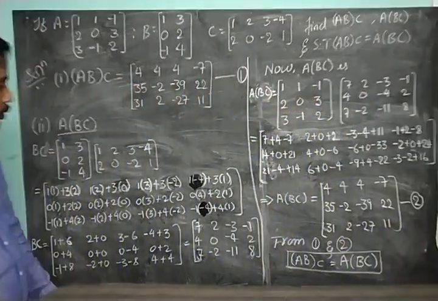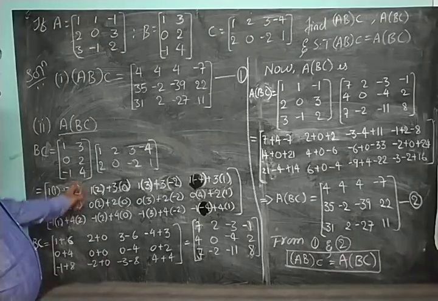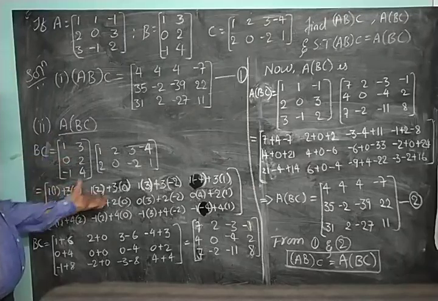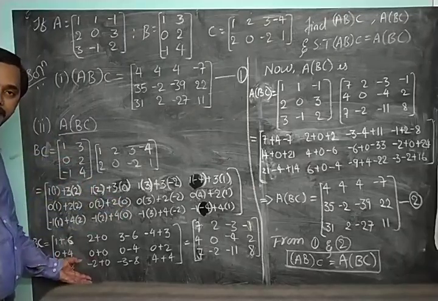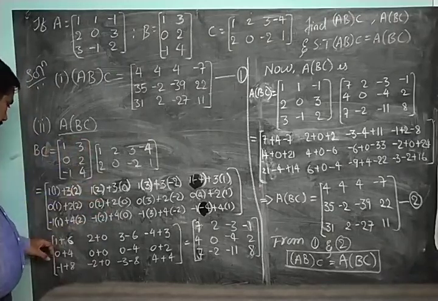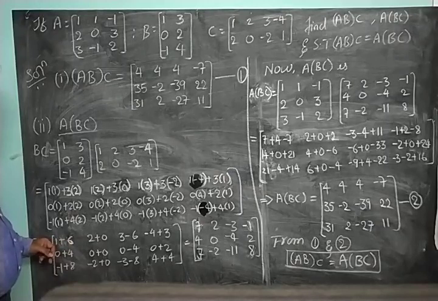So minus 1 into minus 4 plus 4 into 1. It is not compulsory that you should write this step in detail. If you are familiar and perfect with the calculation, you can directly write this step: 1 into 1 is 1 plus 3 into 2 is 6. Directly you can write it.